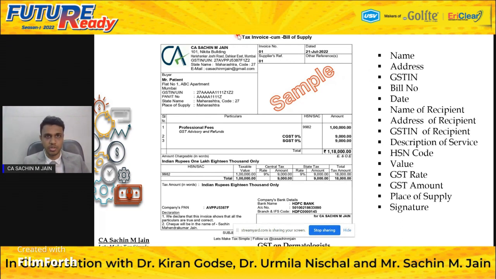First of all, where we are into the provision of exempted as well as taxable services, we need to mention the words invoice cum bill of supply at the head of the invoice. Thirdly, there has to be our name, our address, our GST number, our state, and we need to mention the name of the buyer, the patient name, the address, and the GST number of the buyer if there is any, and the place of supply.